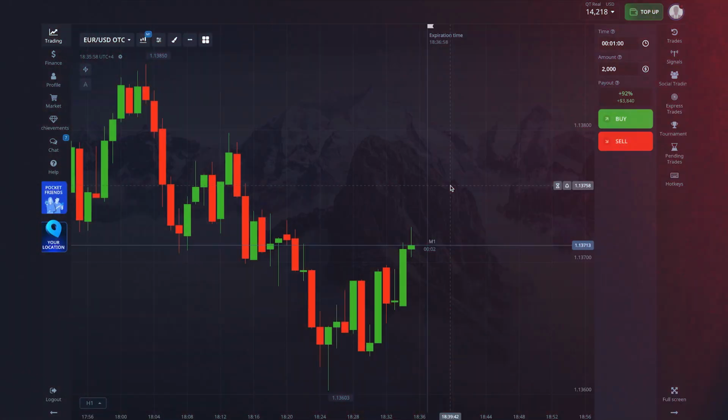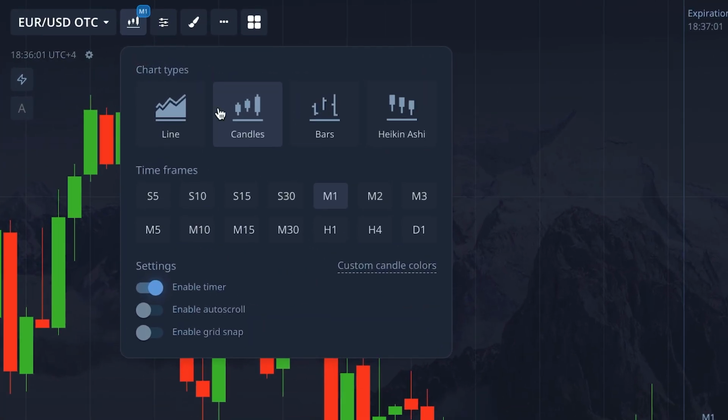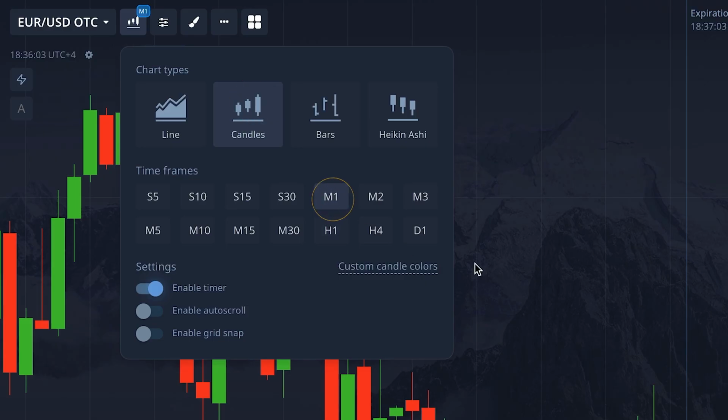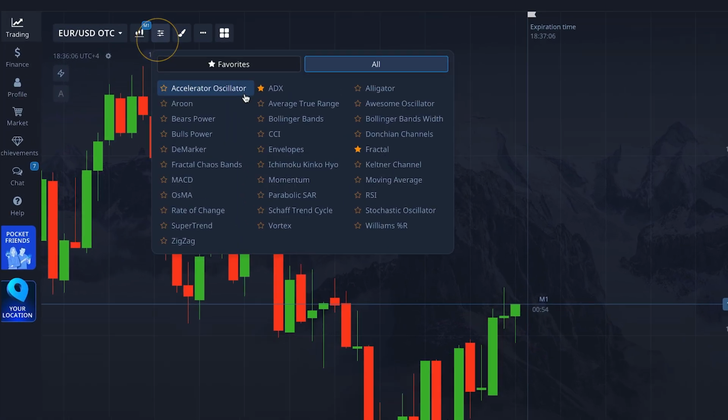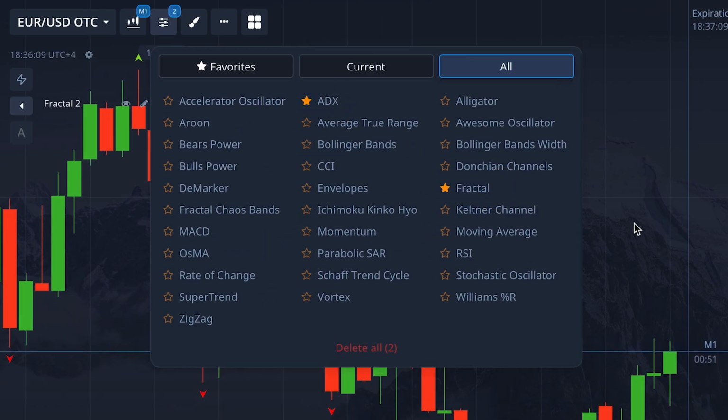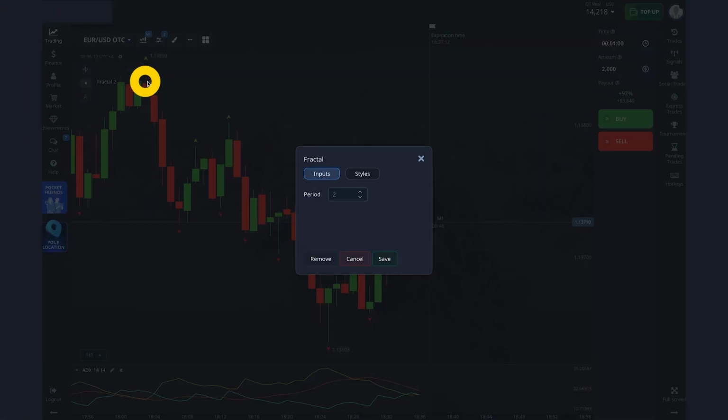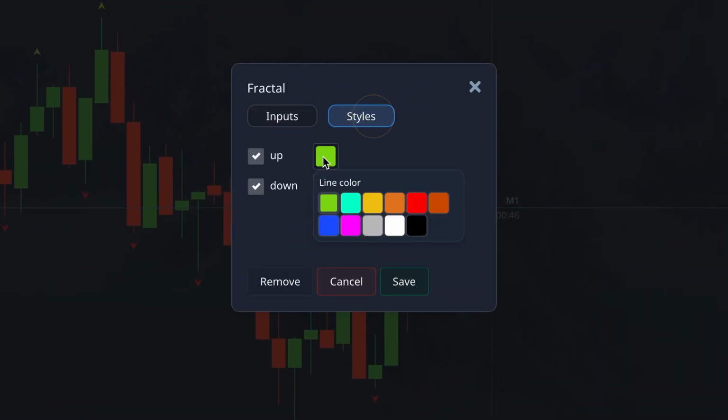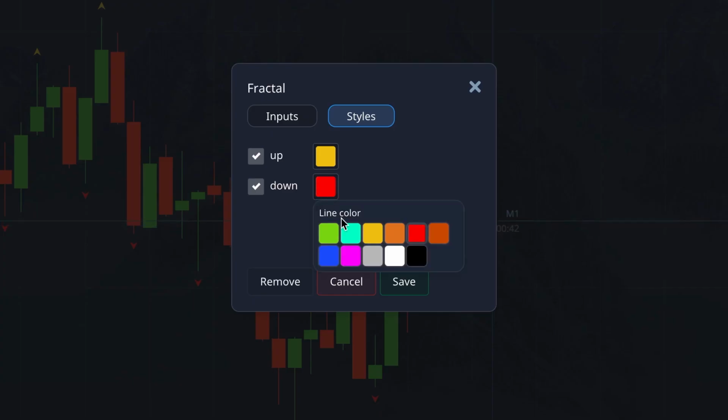Let's get started. First, let's prepare the tools for work. I choose classic candles, time frame, 1 minute. Go to the Indicators tab and select ADX and Fractal. Let's configure the fractal indicator. Go to the Style. Set up to yellow. Set down to turquoise. Save.